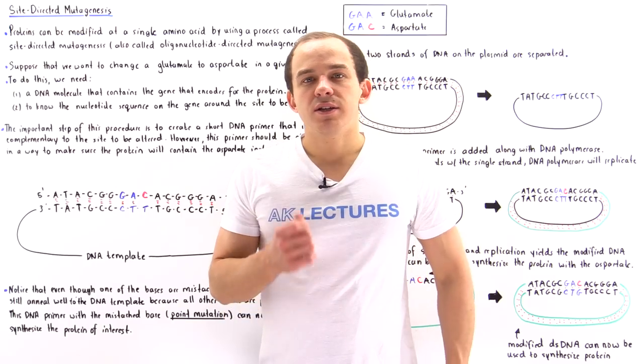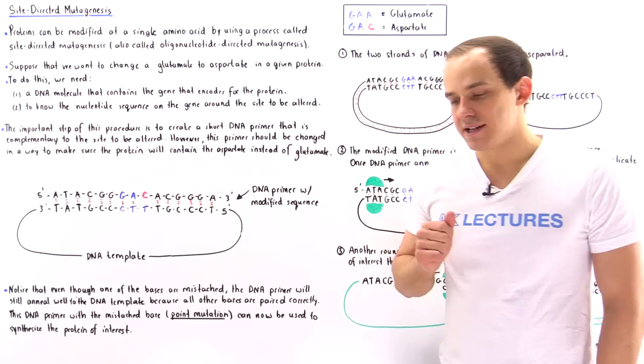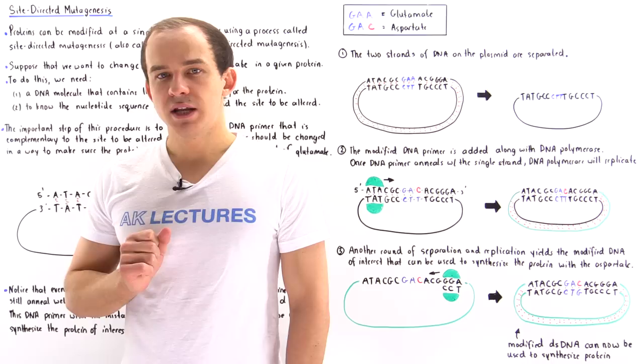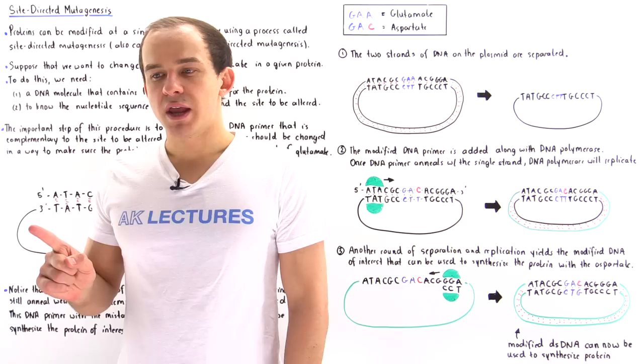So let's say you have a protein, and that protein has a specific amino acid sequence. Now, suppose you want to take your protein and modify that protein in a very slight way. So all we want to do with our protein is change one amino acid in that protein to a different amino acid. How exactly can we carry out this process?